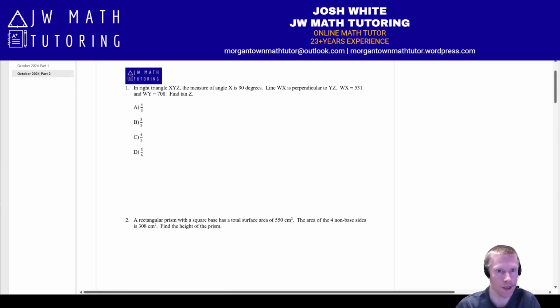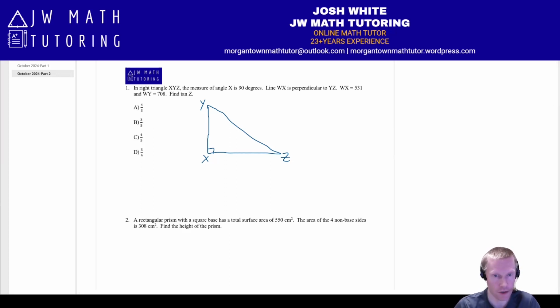Okay, question number 1. Here we have a right triangle, and the first thing I'm going to do is sketch out this right triangle. I'm going to label the right angle down here X because it's given in the problem. Let's call this angle up here Y and this angle Z. Now we have line WX, which is perpendicular to YZ. Basically, we have a right triangle and we're just drawing an altitude to the hypotenuse. So there's our altitude.